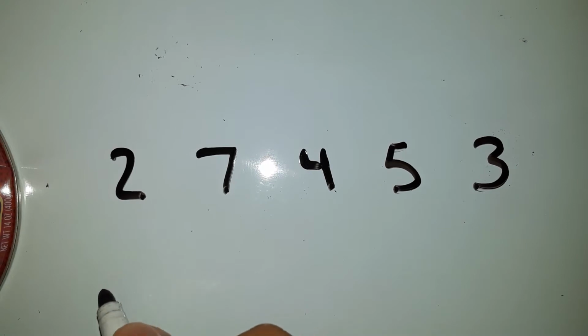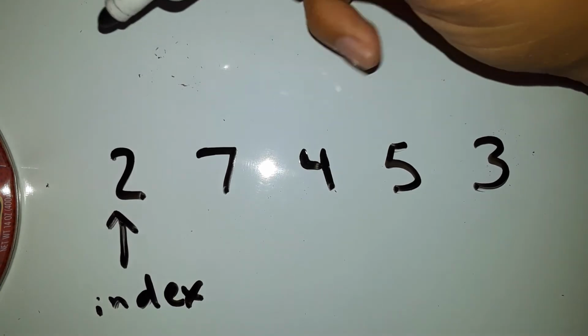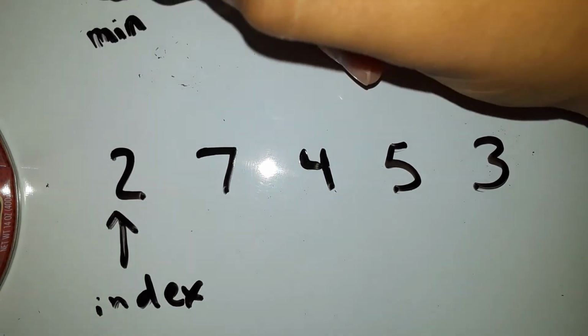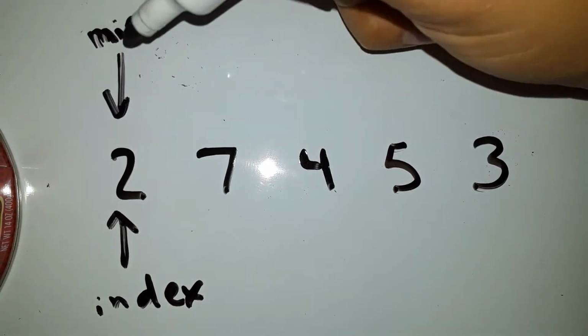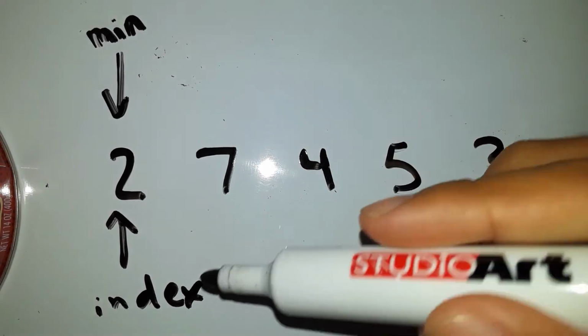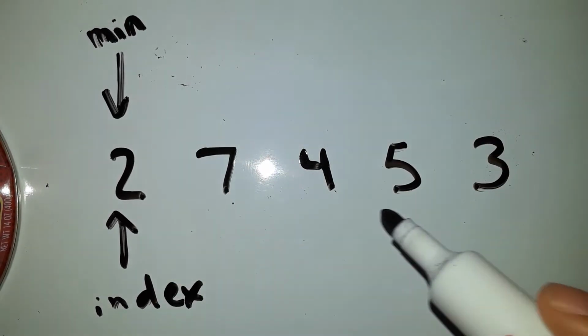So the first pointer is the index. And the second pointer is going to be the minimum value, right? So min, which stands for minimum. So we're going to start off by pointing at this first item that the index is pointing to, right? We're at index 0, 0, 1, 2, 3, 4.